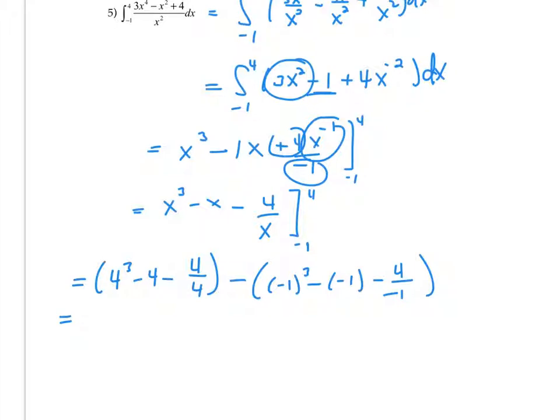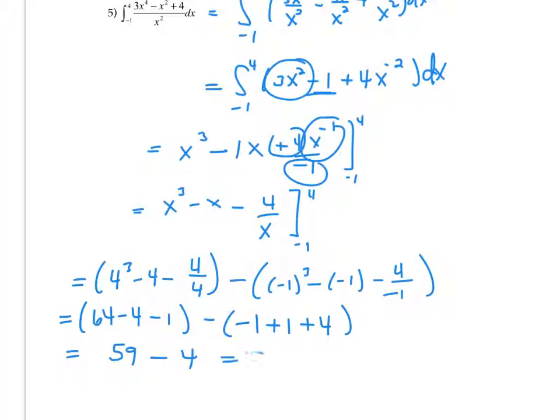Next, just keep working on simplifying it. 4 cubed is going to give us 64, minus 4 minus 1. Over here we have negative 1 plus 1 plus 4. So we've got 64 minus 4 is 60, minus 1 gives us 59, minus 4 in here. So 59 minus 4 is 55. So the area between our curve and the x-axis is 55 square units.